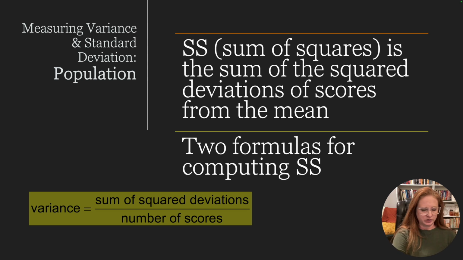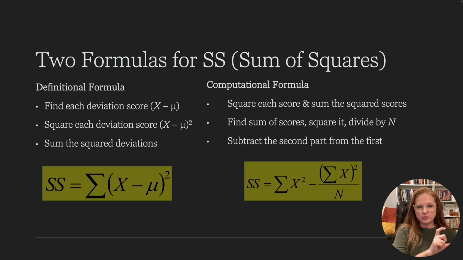And we have two ways we can compute these. You're only really going to use one. One is a definitional formula. It's beautiful, but we never use it. And one is a computational formula. So yes, I will tell you both. A definitional formula is sum of squares equals, and this is sigma, right? Sigma times x minus mu squared, or sum of, okay.